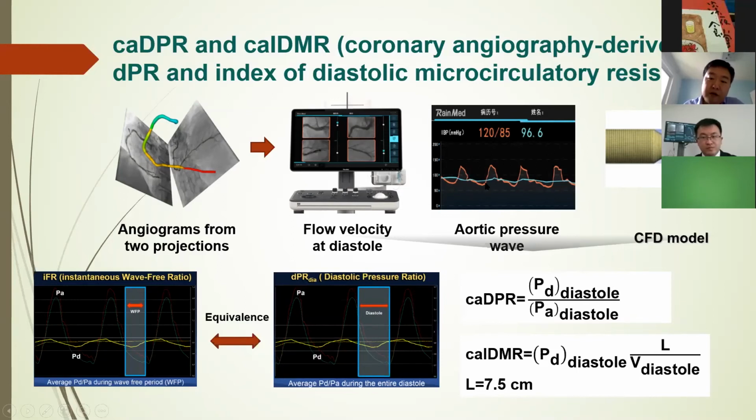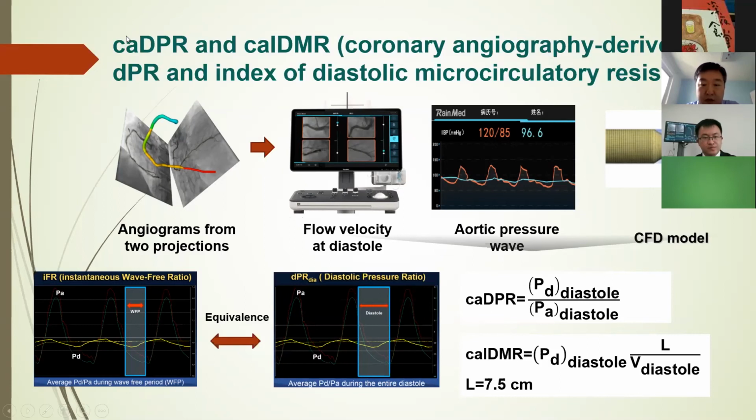In this diastolic period, we can determine the mean blood pressure. And also based on the angiogram, we can get a 3D reconstruction of the coronary arteries from the inlet to the most distal part. Also from the angiogram, we can get the flow velocity at diastole, that means diastolic flow velocity. All of this is in the resting case.